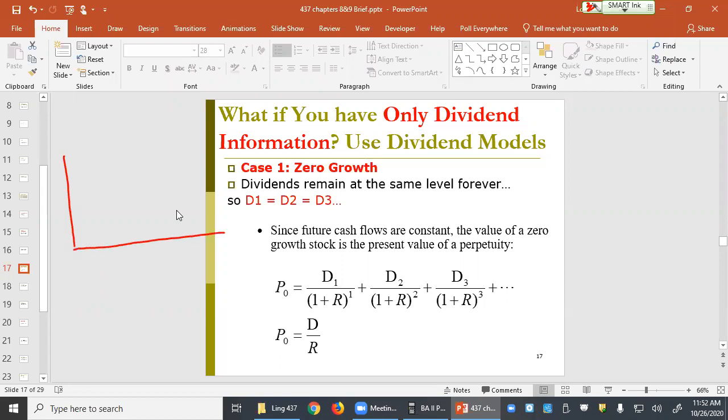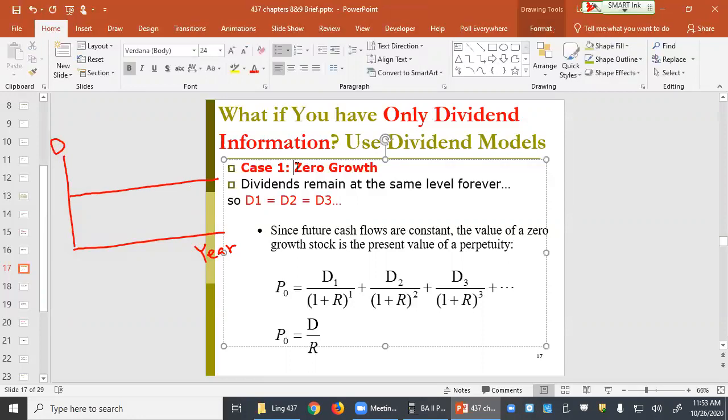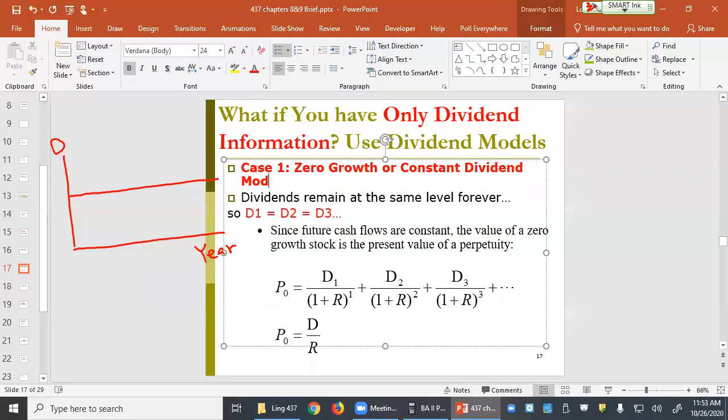So we'll graph the annual dividend. In this case, your x-axis will be year. Your y-axis will be the annual dividend notated by the capitalized D. So once you calculate your annual dividends in the past few years, let's say 5 years, and you graph that, and the annual dividend graph looks like this, then congratulations, you have the most simple scenario. The dividend does not grow at all. It's the 0 growth model, or you can also call it the constant dividend model. Either way, it is fine.